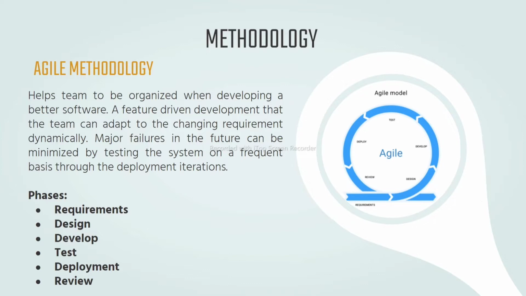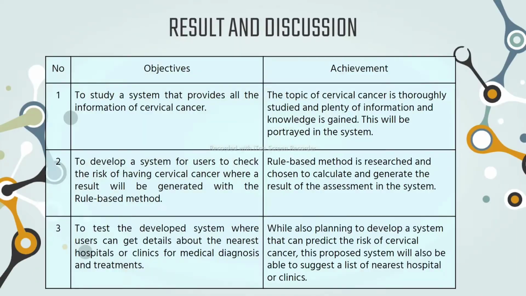It helps the team to be organized when developing better software. It is feature-driven development that the team can adapt to changing requirements dynamically. Major failures in the future can be minimized by testing the system on a frequent basis through the deployment iterations. The phases in this methodology are requirements, design, develop, test, deployment, and lastly review.